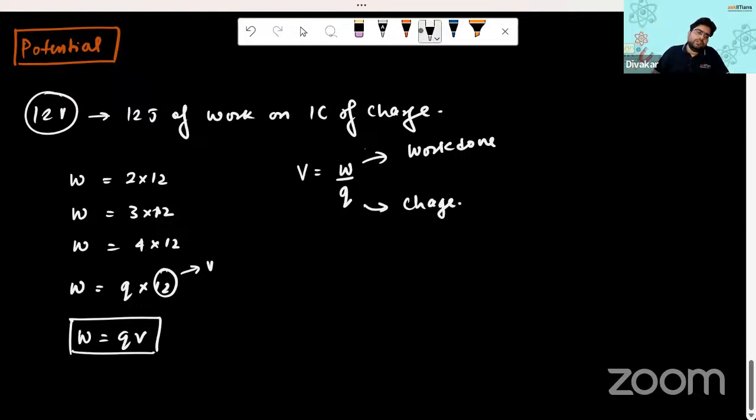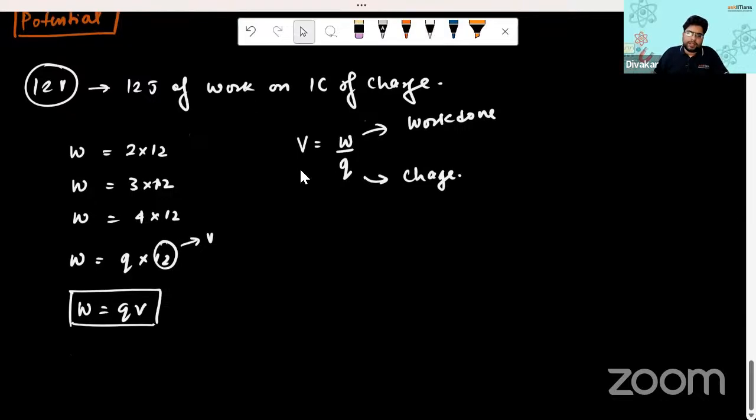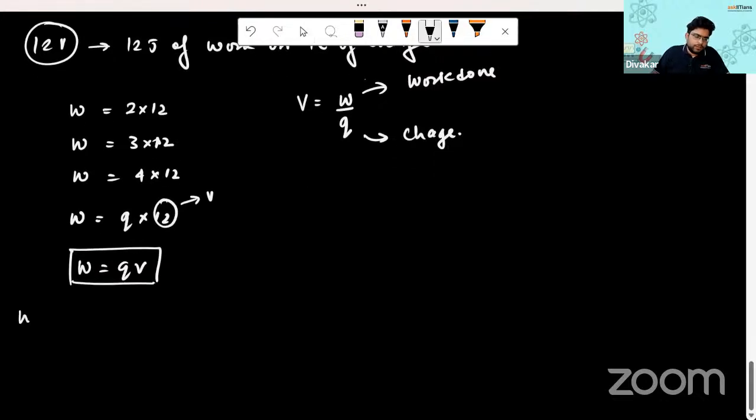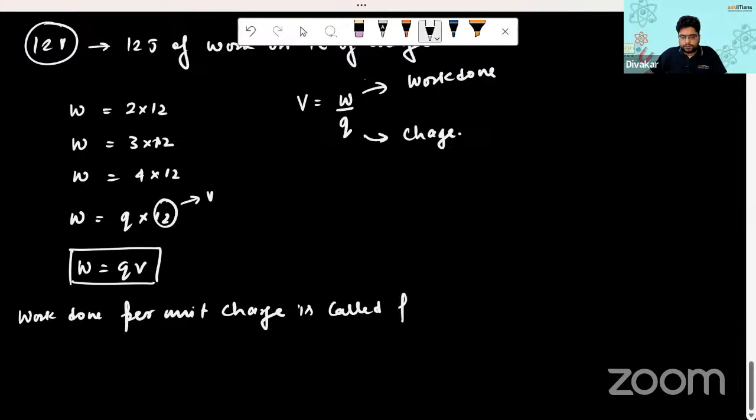So if I have to write down the definition, I can say work done per unit charge is called potential. So the formula is W by Q. The unit for work done is joules, the unit for charge is coulombs, and joule per coulomb is also called volts.